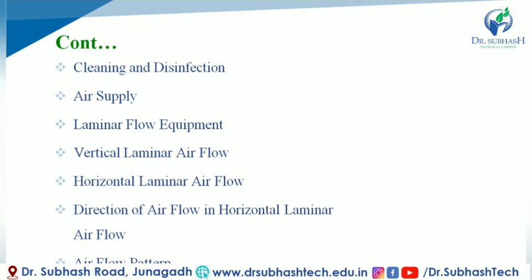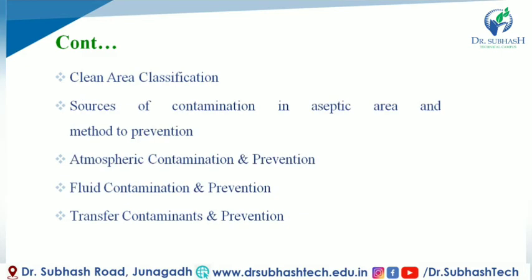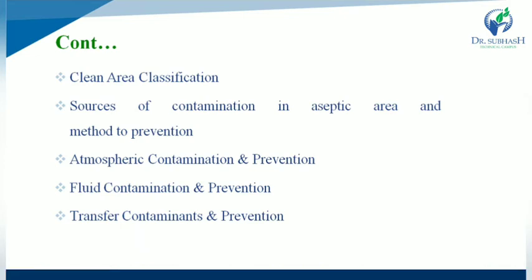What is horizontal laminar airflow? Direction of airflow in a horizontal laminar airflow. What was the airflow pattern? What is clean area classification? Sources of contamination in aseptic area and method for prevention. Three types of contamination mainly and prevention. First one is atmospheric contamination and prevention, fluid contamination and prevention, and last one is transfer contaminants and prevention. We will discuss one by one.